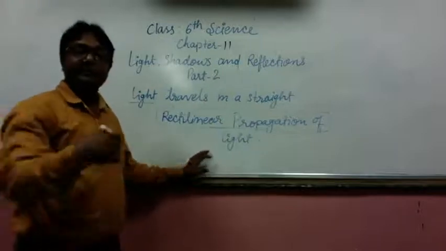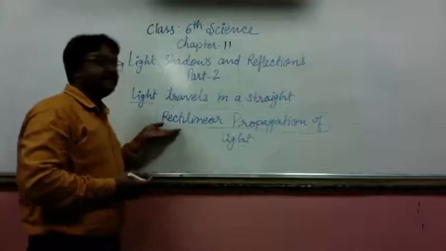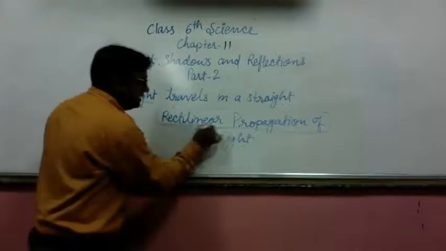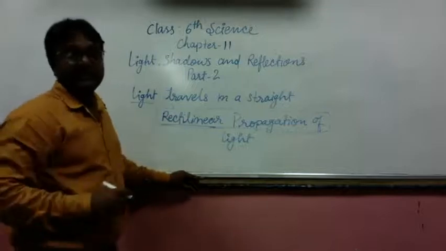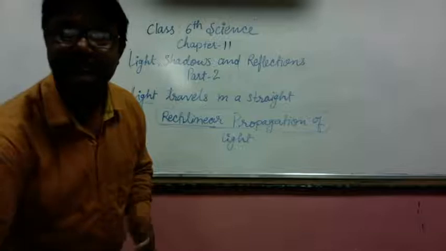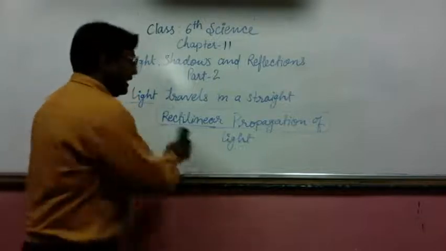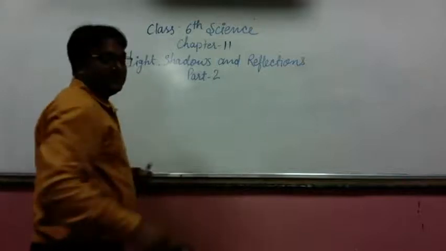When light rays are parallel to each other and moving in a straight line, that is called rectilinear. The word rectilinear itself gives the meaning, in a straight line. Light always travels in a straight line. So how are we going to identify that light always travels in a straight line? For that, I will show you, and you also can do one experiment at home.